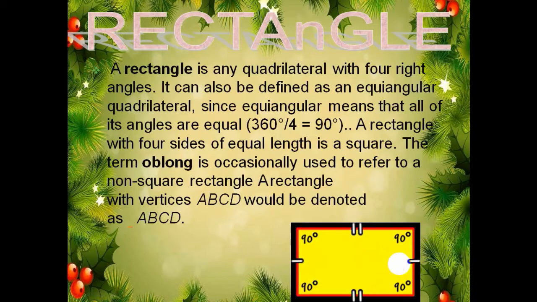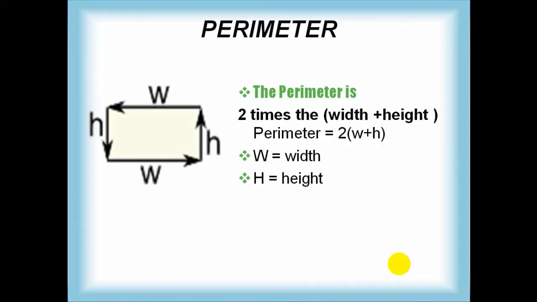Now, to find the area and perimeter of the rectangle, suppose we have a rectangle in which the length is denoted by H and the width is denoted by W. Then the perimeter of the rectangle will be equal to 2 times width plus height, 2 times width plus length. So the perimeter for the rectangle can be written as 2 into W plus H. W represents the width of the rectangle and H represents the height or length of the rectangle.